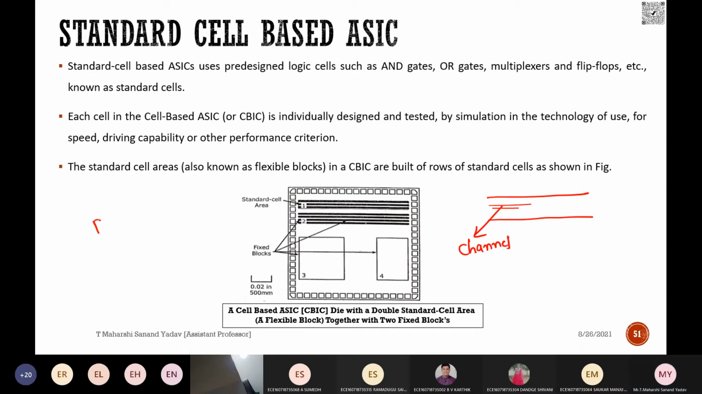What is meant by routing? Routing means wiring, how packets are delivered, or simply interconnection between the different logic blocks. So whenever there is an empty space, we will make use of that particular empty space for the sake of routing.